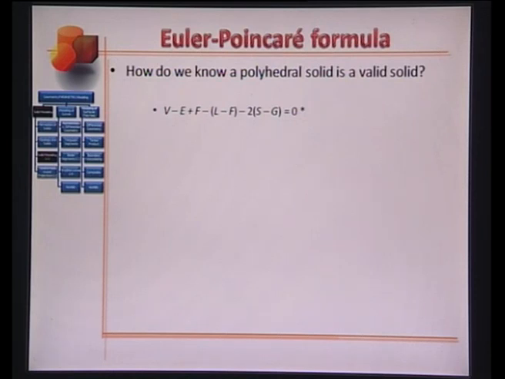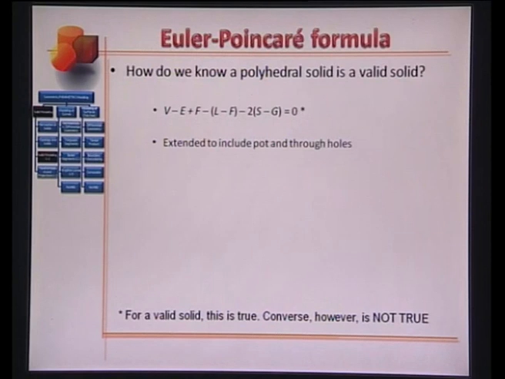We will try to prove this relation later, or it can be given as an exercise to the students. Note that for a valid polyhedral solid, the relation holds true. However, the converse is not true. That is, if the relation holds true for any polyhedron, that may not be a valid solid. The Euler-Poincaré formula is extended to include potholes and through-holes.